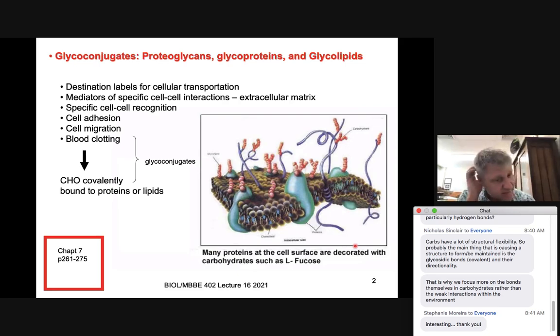So this is chapter 7 now. We're on pages 261 to 275. So hopefully you're keeping up with the reading every evening. Hopefully you're just chewing a little bit of the reading up to keep up to scratch.